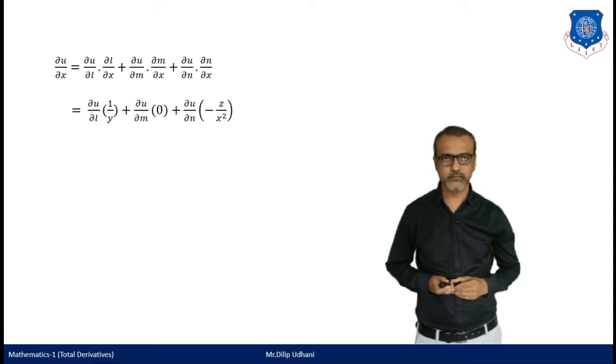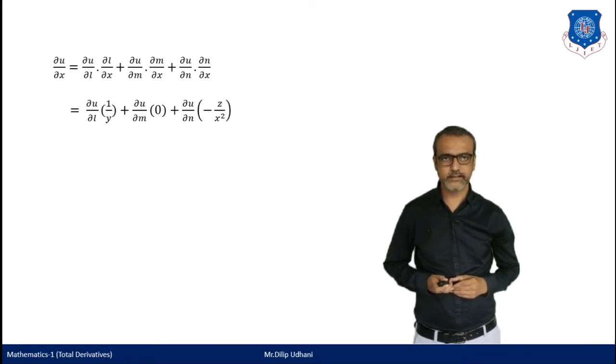Then del u by del m, and m equals y by z. del m by del x will be 0 because m is a function of y and z.